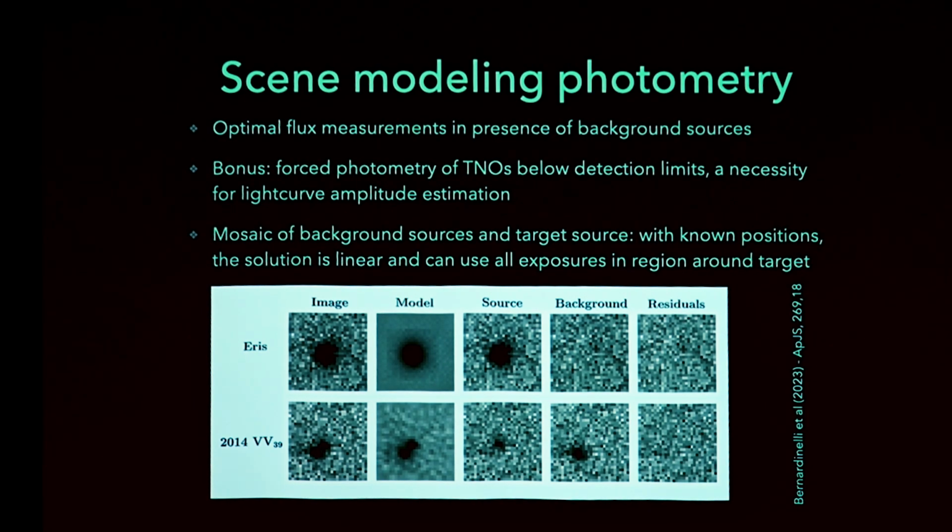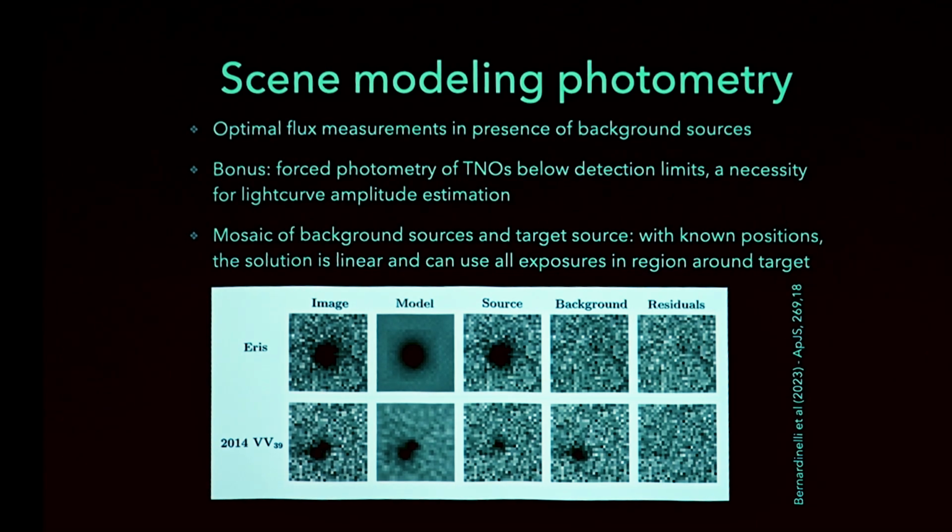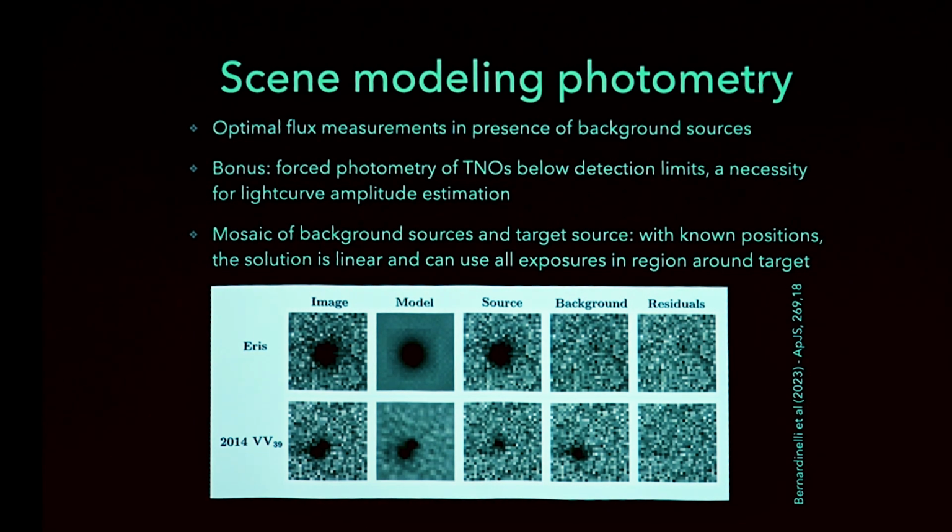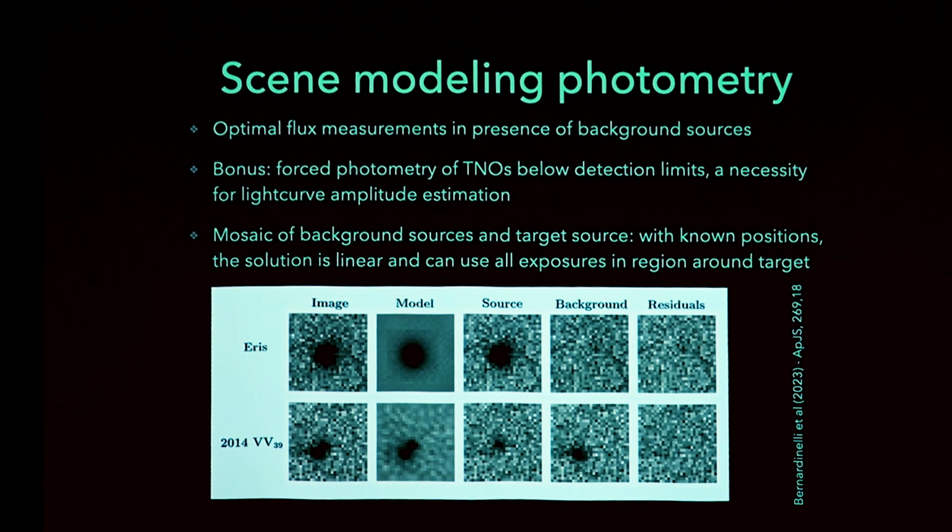And the idea is that this allows you to get optimal flux measurements even when you have something like a background source. So if you look at the image on the bottom there, that's one of our TNOs. It's very clear that it's on top of a galaxy or a star or something like that. But then we can do this modeling, that is the next panel, that is trying to both fit the point source, and it's using all other images that we have of the same patch of sky to fit the background as well.